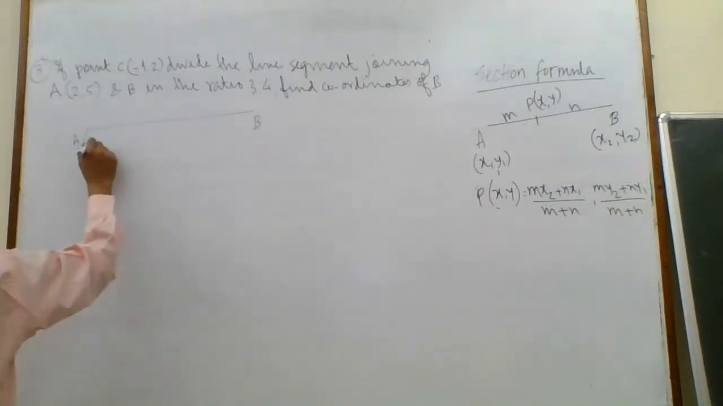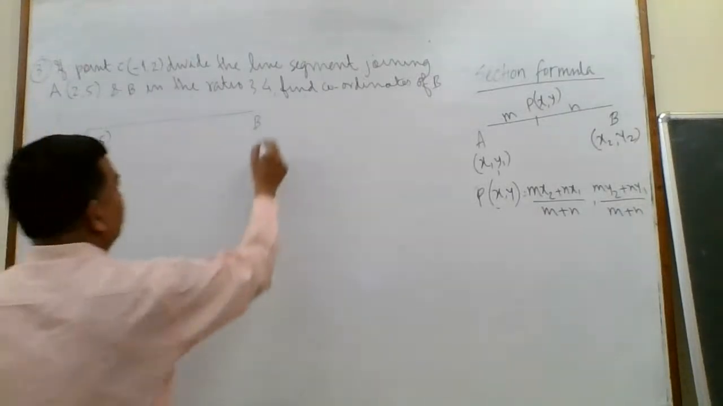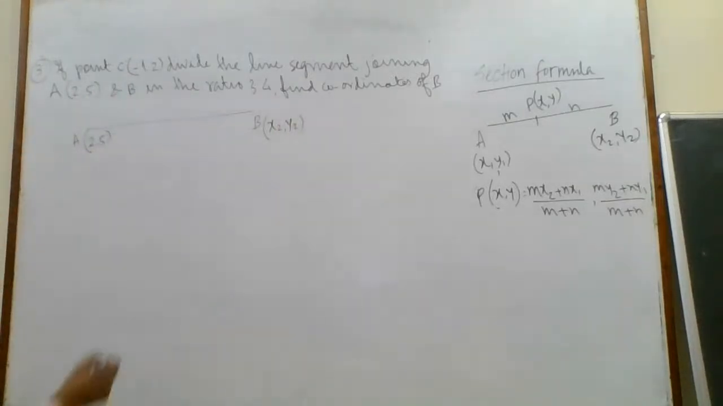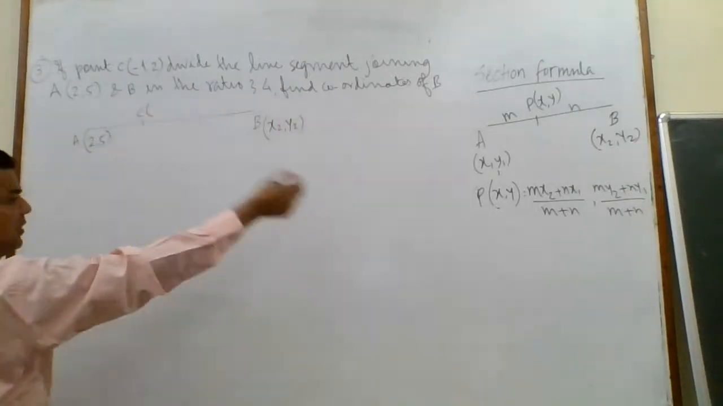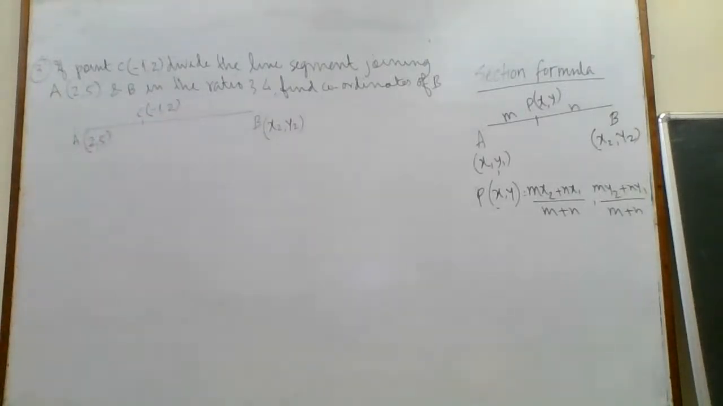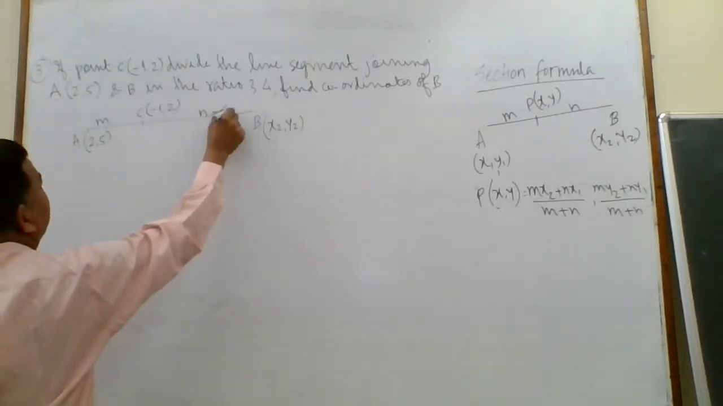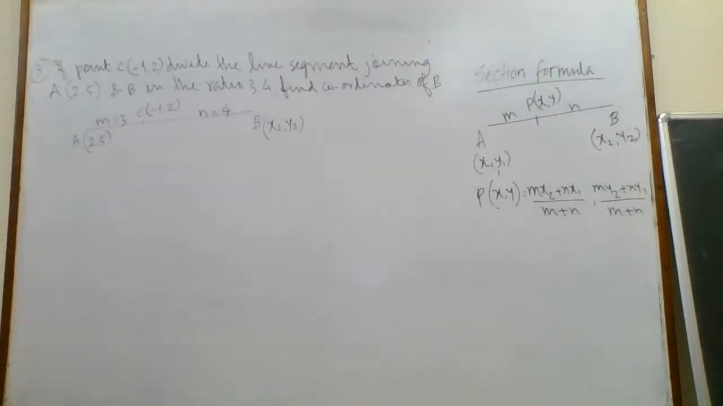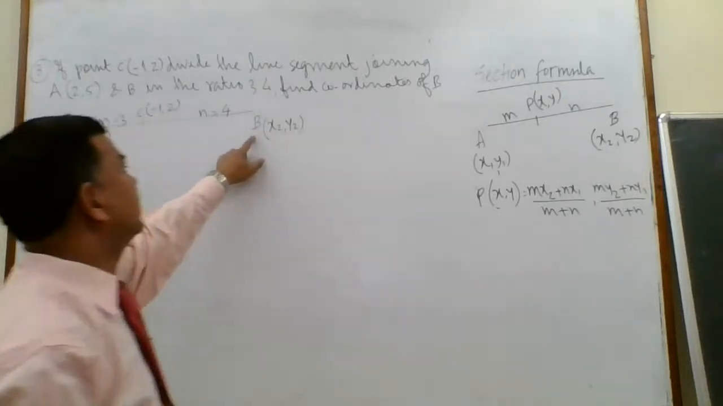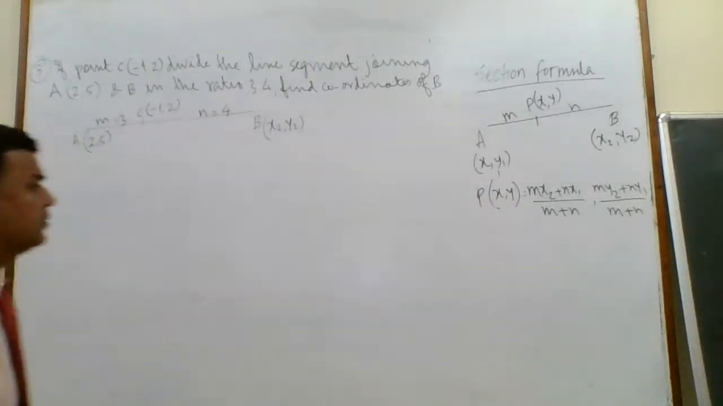So suppose point A is (2, 5). We generally call it x1, y1. B is unknown. We generally call it x2, y2. Point C here, that is P, so C or P, no matter, is (minus 1, 2). That actually is x, y. And the division is m is to n, which is given to be 3 is to 4. We are asked to get the values of x2 and y2, that is, the coordinates of B.